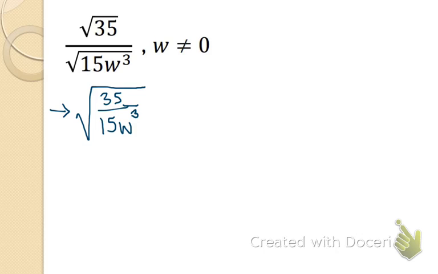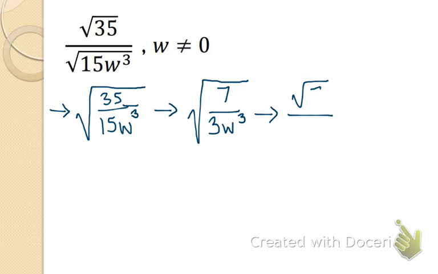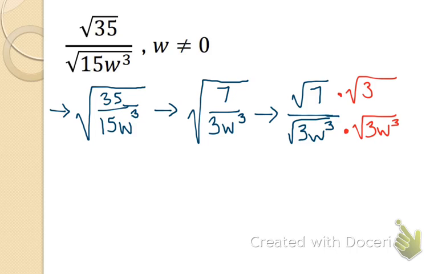Okay, so I'm going to concentrate on the fraction 35 and 15 and ask myself, can that be reduced? Yes, it can. And we have 7 over 3. Don't forget w cubed is in the denominator. So I'm going to apply the property once again and go back to how they were split up in the beginning. We don't want radicals in our denominator, so in this problem, I'm going to multiply top and bottom by 3w cubed.